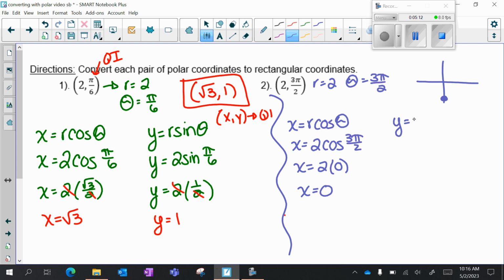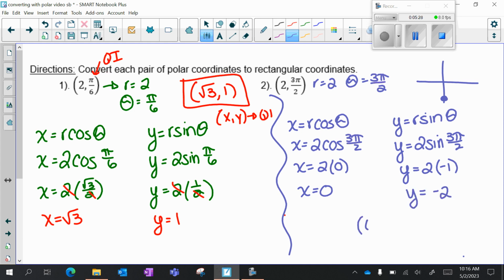y is equal to r sine theta. So y is equal to 2 times sine of 3 pi over 2. Sine of 3 pi over 2 is -1. 2 times -1 is -2. So this is the rectangular point (0, -2), which makes sense based on where I graphed it using my idea of polar.